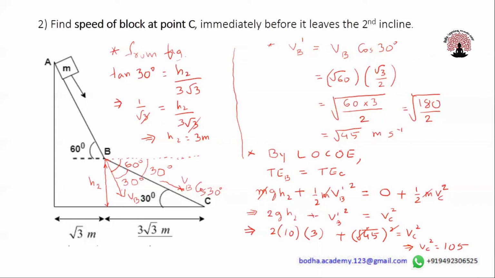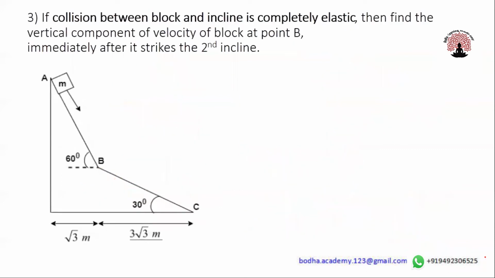Or I can write VC is equal to root 105 meter per second. Okay, so after determining VC, now we'll go to the last part.